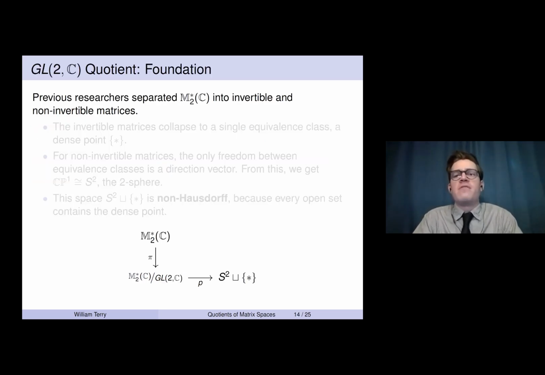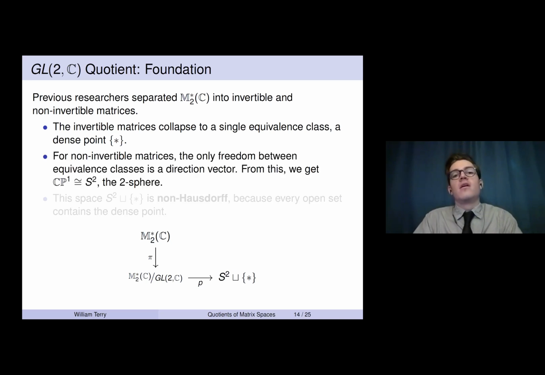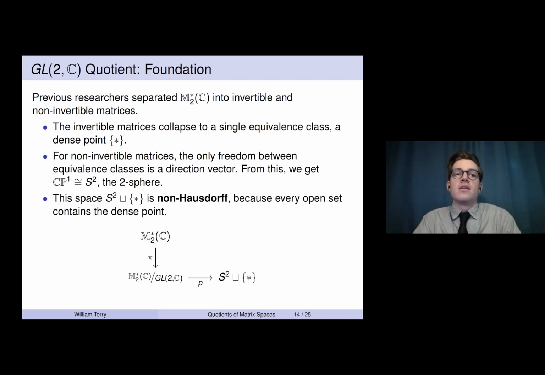We start with some foundational results, the GL2C quotient. Here, previous researchers separated complex 2x2 matrix space into invertible and non-invertible matrices. The invertible matrices collapse to a single dense point, which is dense because it's easy to nudge a non-invertible matrix into an invertible one. The non-invertible matrix equivalence classes are only distinguishable by a direction vector, and so we get a sphere. This quotient space is then the sphere along with this dense point, which is non-Hausdorff because every open set contains the dense point.